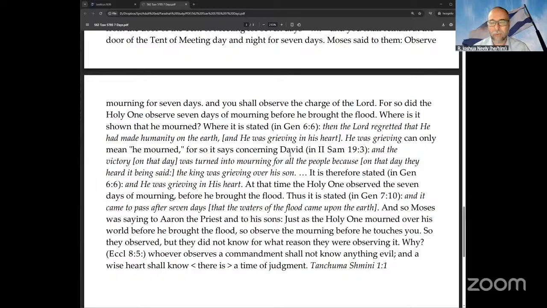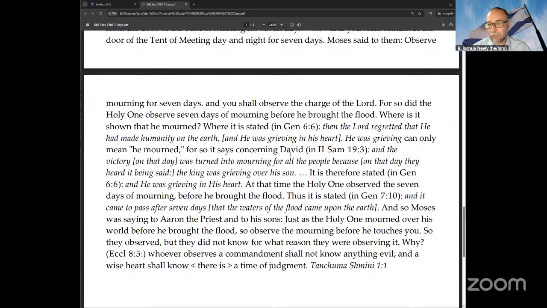So when you, Aaron and sons, keep 7 days of mourning, because you're not going out, just like a person in Shiva doesn't go out, you will be connecting yourself to the same type of observance that God observed when God did the same. Now, where is it shown that he mourned? Right? Where do we get 7 days of God mourning that we can find as a parallel? Where it is stated in Genesis 6:6, "Then the Lord regretted that he had made humanity on the earth, and he was grieving in his heart."